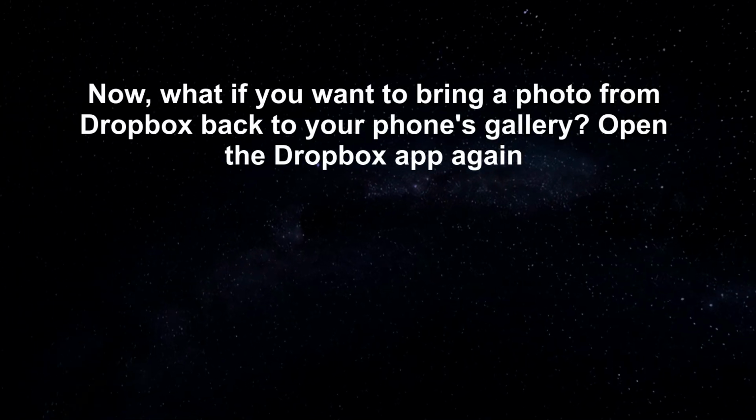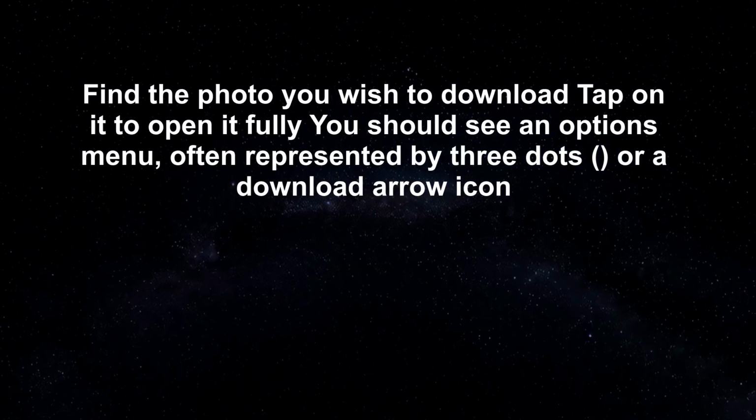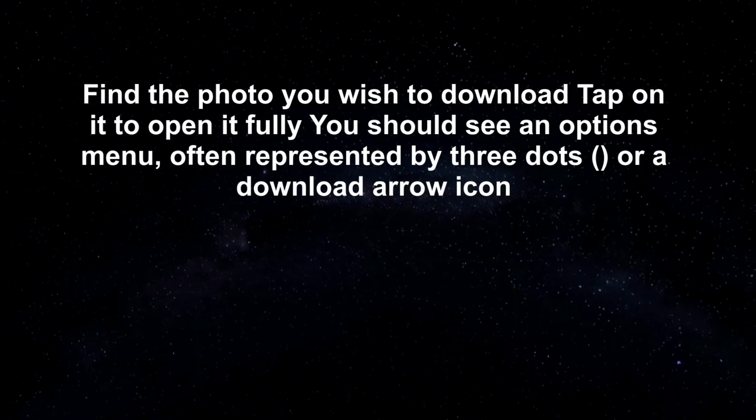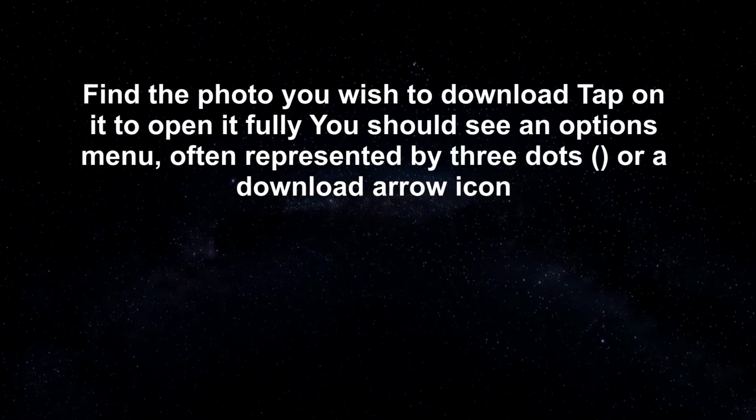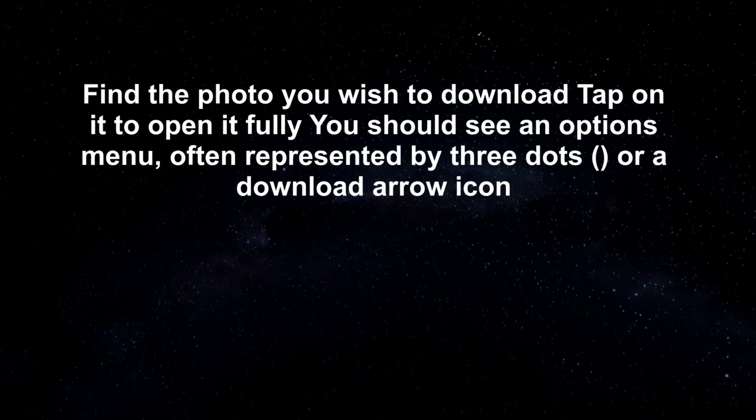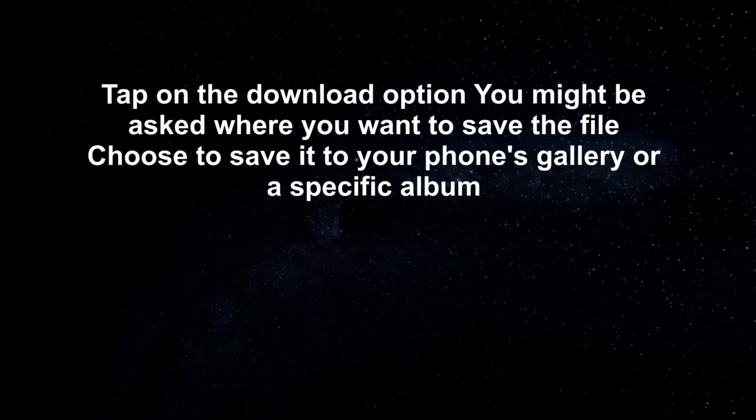Open the Dropbox app again. Find the photo you wish to download. Tap on it to open it fully. You should see an options menu, often represented by 3 dots, or a download arrow icon. Tap on the download option.